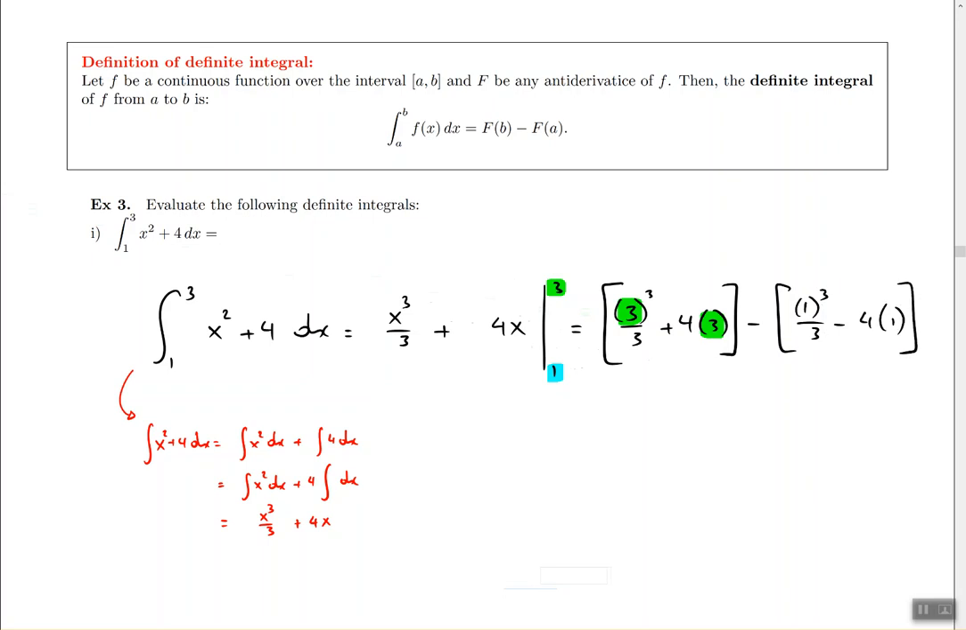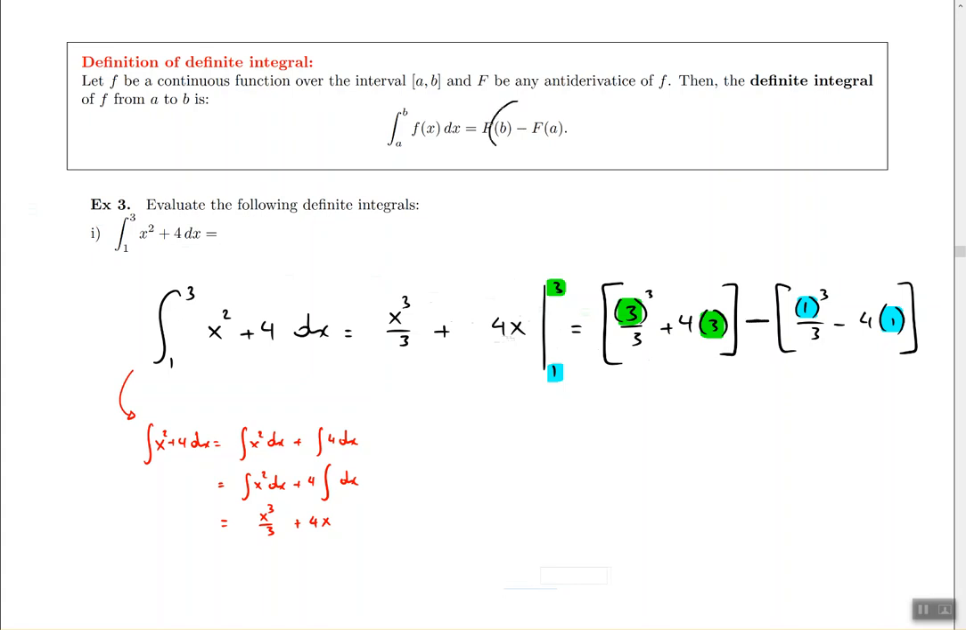Okay. Then again, where did I get all those numbers from? I got them from the fact that the lower bound is 1, and I plug the 1 into the expression, the x cubed over 3 and the 4x. So that's where I'm getting the numbers from. And we're supposed to subtract because that's what the rule basically tells us to do.